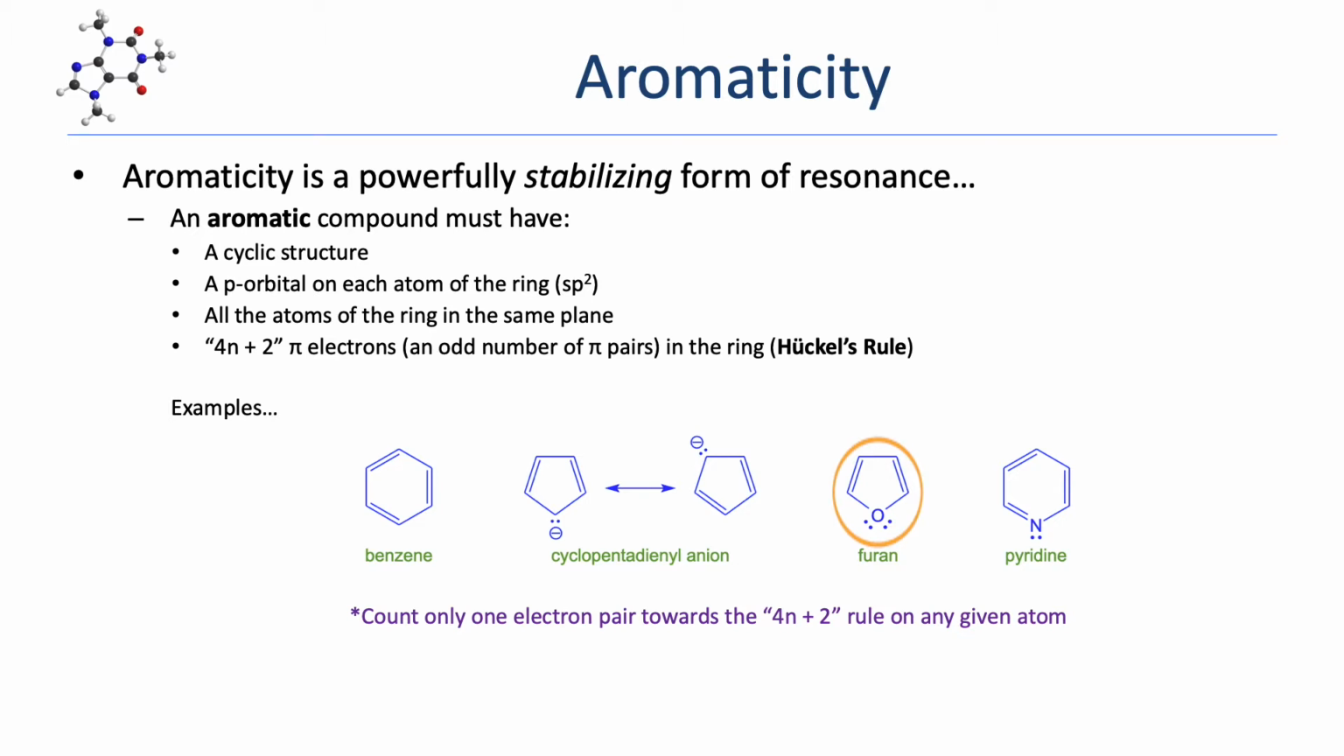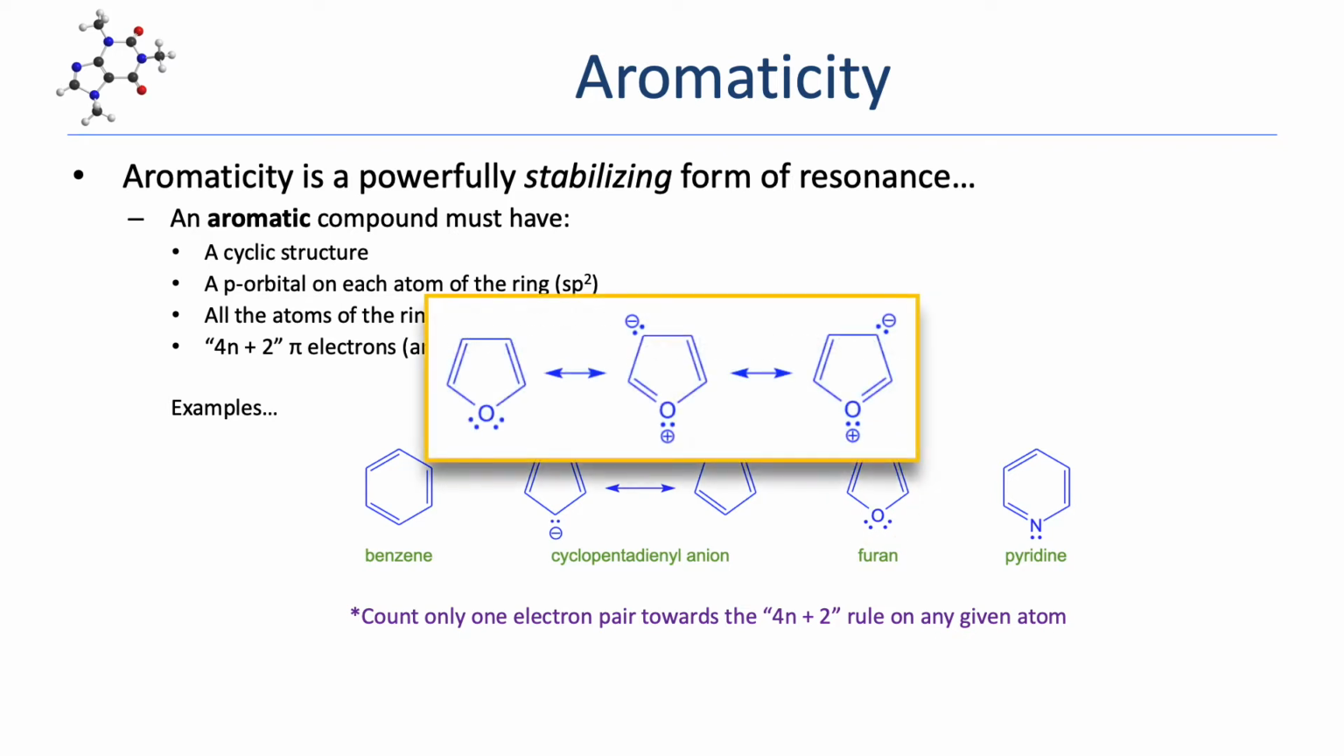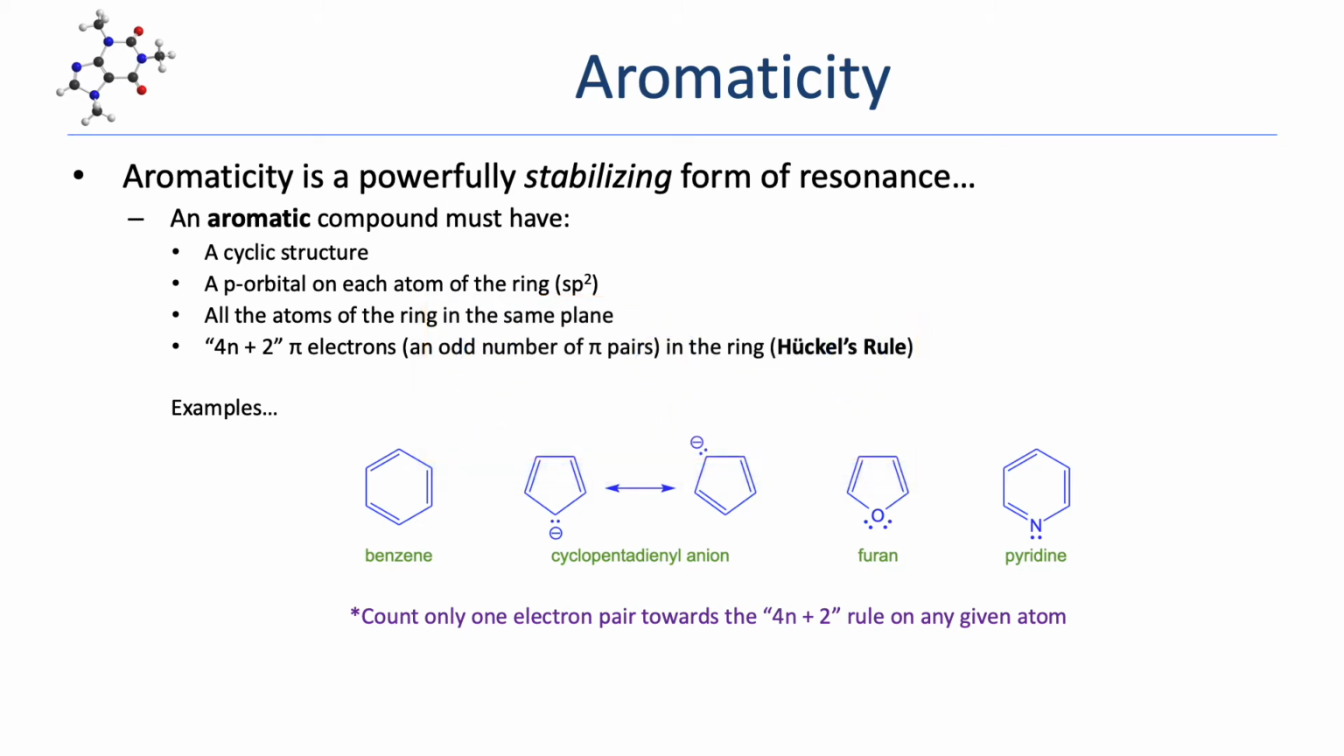Now, what about Huckel's rule? Once again, we have 2 pi bonds, so clearly we have at least 4 pi electrons. But the oxygen atom now has 2 lone pairs. If we look at some of the other resonance structures for furan, we see that in any given structure, only one of those lone pairs can participate in a pi bond. If you think about it, the other lone pair is stuck in an sp2 orbital. This means that one of those 2 lone pairs can be counted towards Huckel's rule.